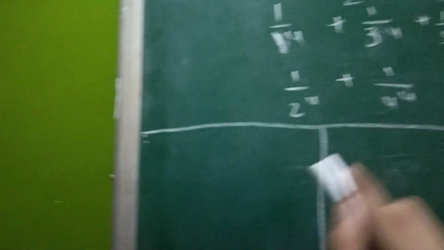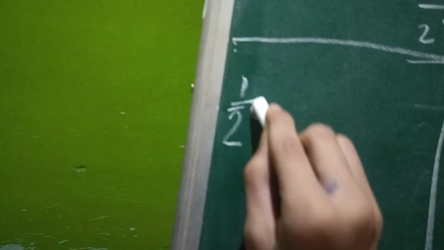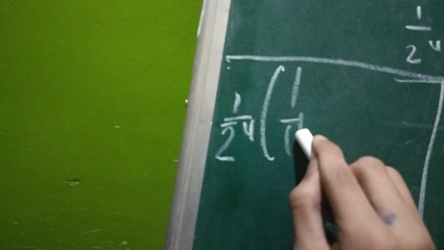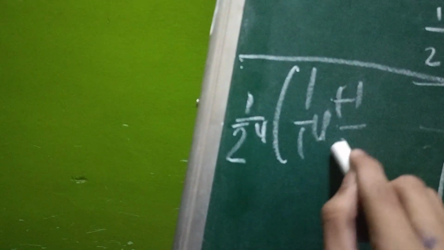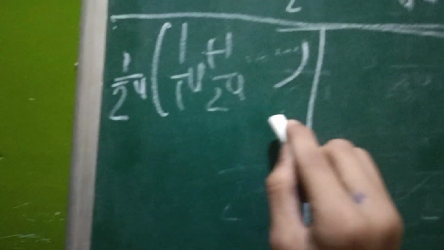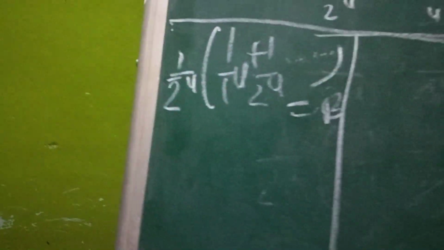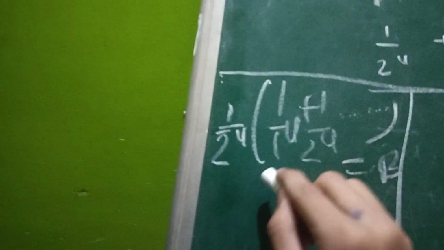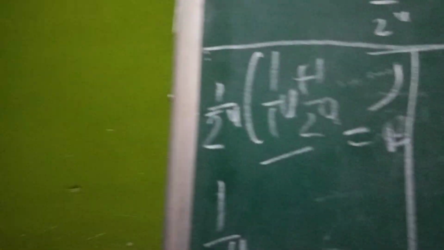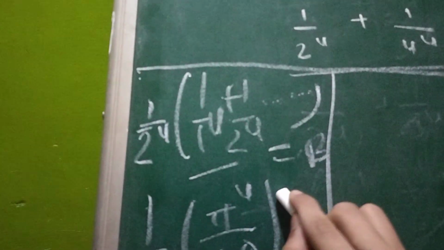we will do that. First, if you notice the series, you will note that if I write all the terms and take 2 to the power 4 as common factor, we will get 1 by 1 to the 4 plus 1 by 2 to the 4 till, and this equals beta. Now, after we see this, we know that this series equals pi to the 4 upon 90. So 1 by 2 to the 4 times pi to the 4 upon 90 equals beta.